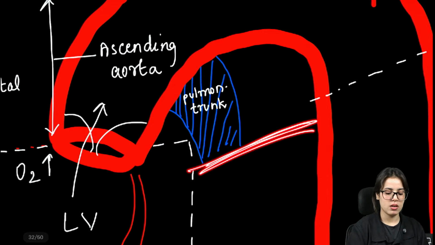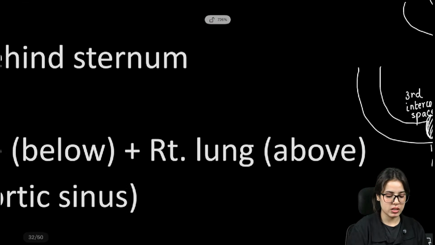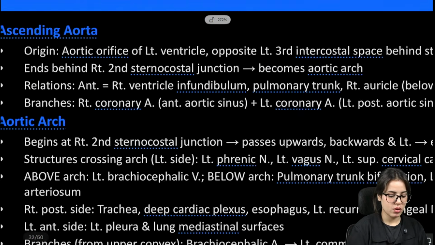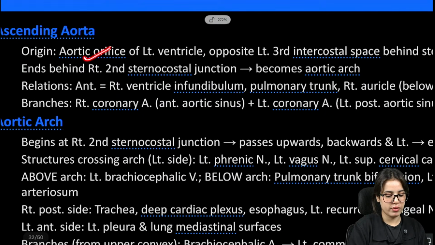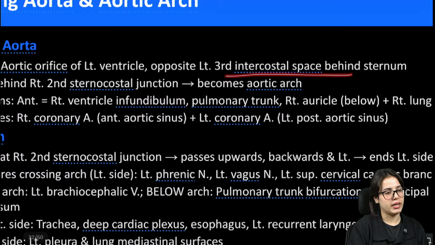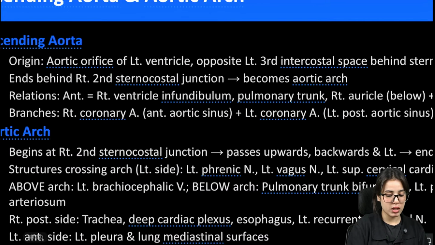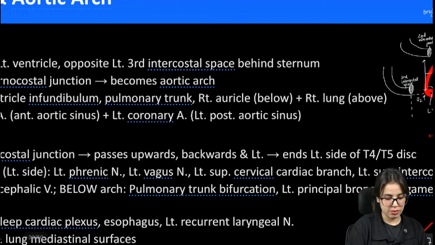Bifurcation happens here, but only one part of the pulmonary trunk. Okay, this is the ascending aorta. Let's read first about the ascending aorta. Origin: aortic orifice of the left ventricle, opposite the third intercostal space behind the sternum; it ends behind the right second intercostal junction and becomes the aortic arch. Relations: anterior are the ventricular infundibulum, pulmonary trunk, right auricle, and right lung.